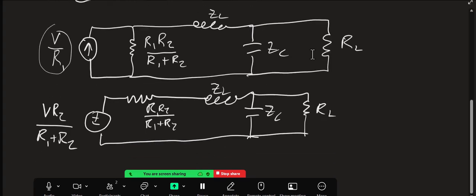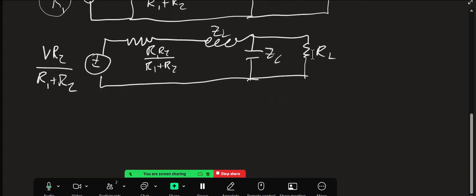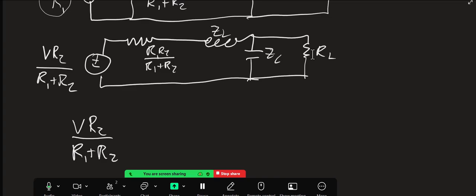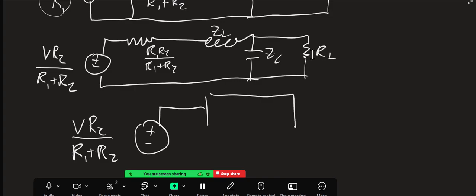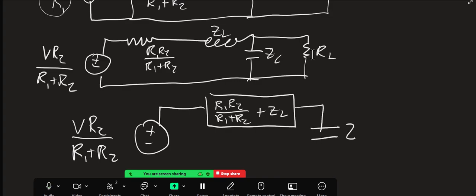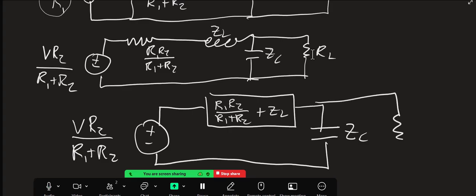and RL. So now I can combine these two, so V R2 over R1 plus R2 is my voltage source. And then this impedance is R1 R2 over R1 plus R2 plus ZL. And then I have ZC. And RL.